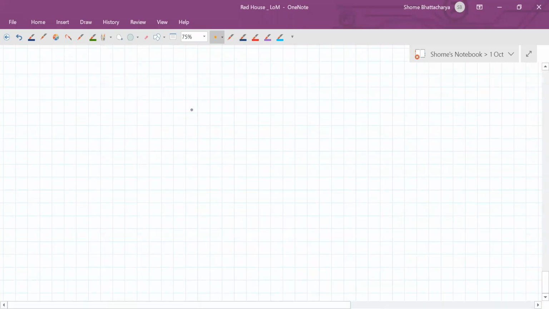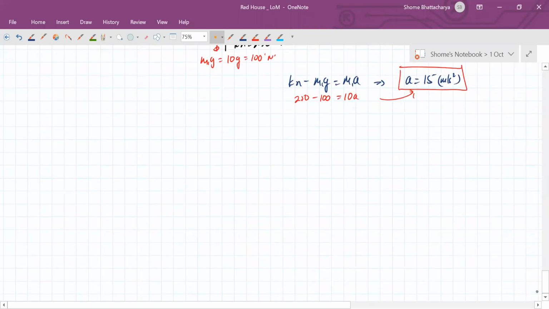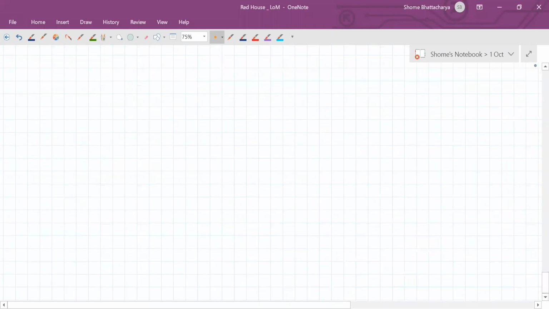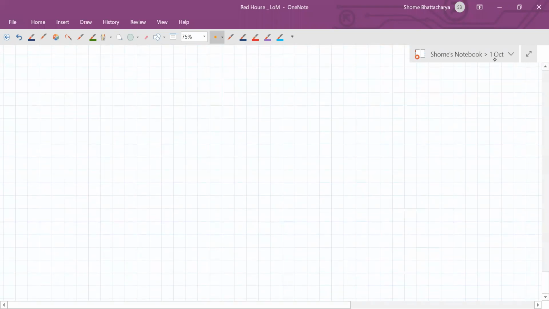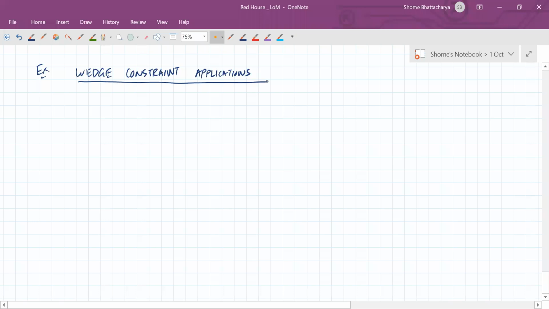Okay, so that is more or less about spring force type of questions. Now you can complete the few questions remaining in HC Verma about spring force. Now we'll discuss a few more things in due course also. But next I want to do an example of wedge constraint. Wedge constraint applications.